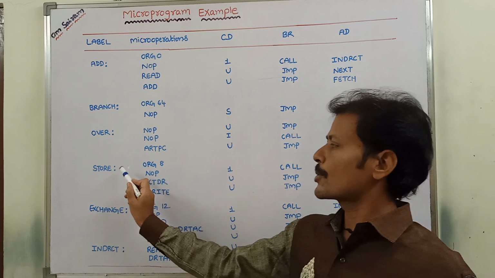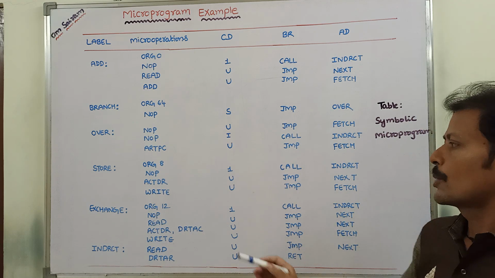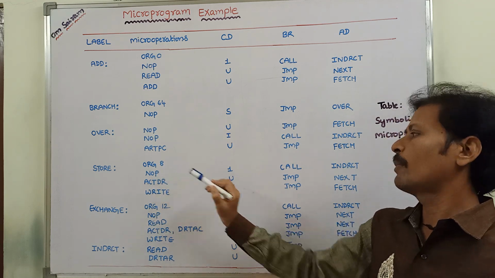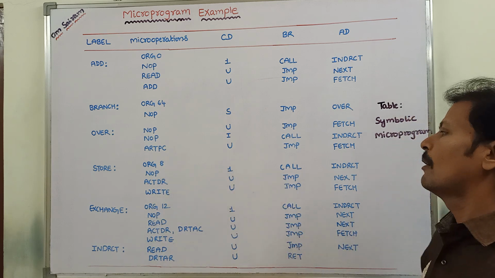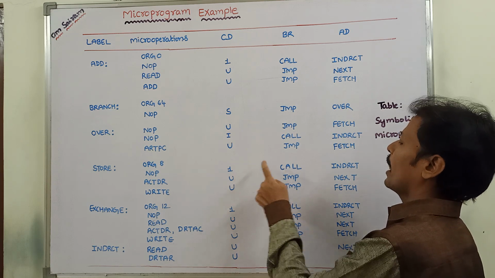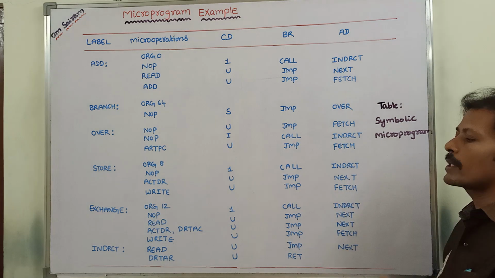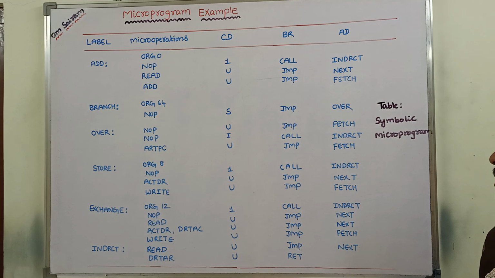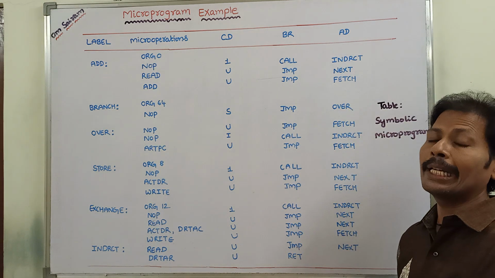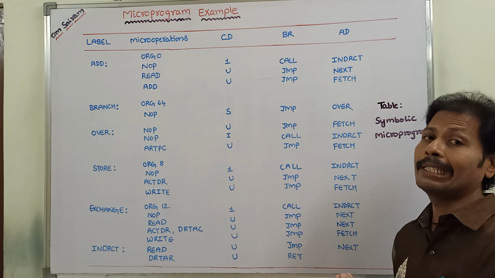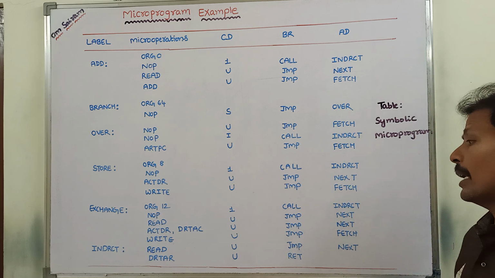Next one, the store micro instruction. It starts with address 8. We do not perform any micro operation, so it is NOP. The CD field contains 1. Whenever the CD field contains 1, we have to call the subroutine. Whenever we call the subroutine, we have to use INDRCT. The store instruction is nothing but whatever content is present in the data register being stored into the memory at a particular address.